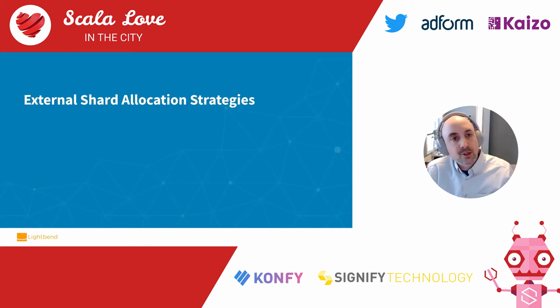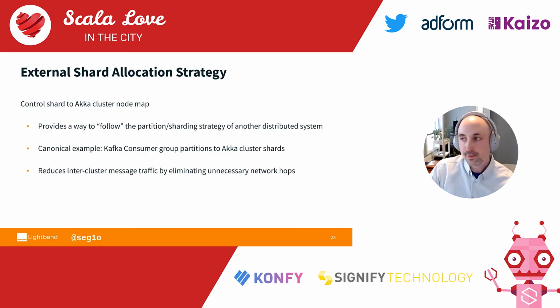So this is the start of the new features. These are net new, like since Akka 2.6, there wasn't any equivalent in the classic Actor API. So the external shard allocation strategy is a way to control the shard to Akka Cluster node map. So this is a nice API to expose if you want to follow the partitioning strategy of another distributed system.